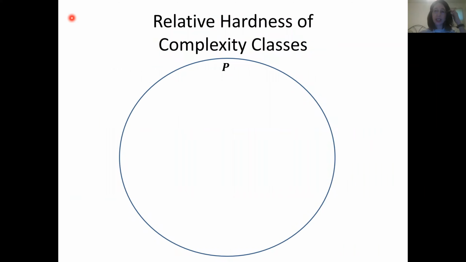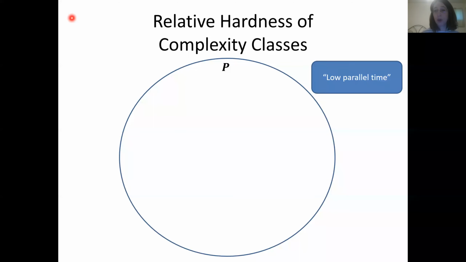Just to get ourselves familiar with some of these complexity classes that I'm going to keep mentioning throughout this talk, I want to draw this visual picture here. This outer circle represents P, polynomial time, and we know that we cannot achieve non-malleable codes for all of P. So we're going to be looking for classes that do not contain P, and we can try to construct non-malleable codes for such classes. Specifically, the type of classes that we're going to be looking at in this talk are classes that correspond intuitively to computations that take low parallel time.